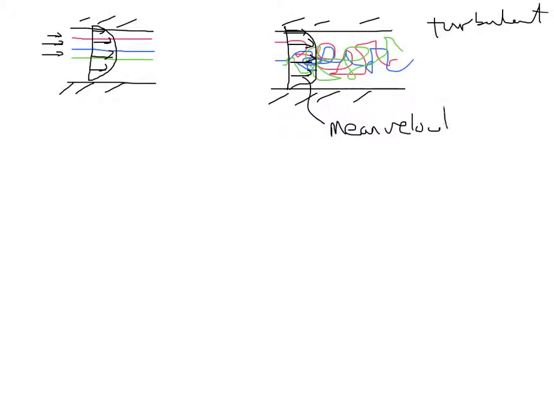or a flow could be steady in the mean, is the way the text uses it. But the mean velocity here is the one that's averaged sufficiently to take the turbulence out of it.